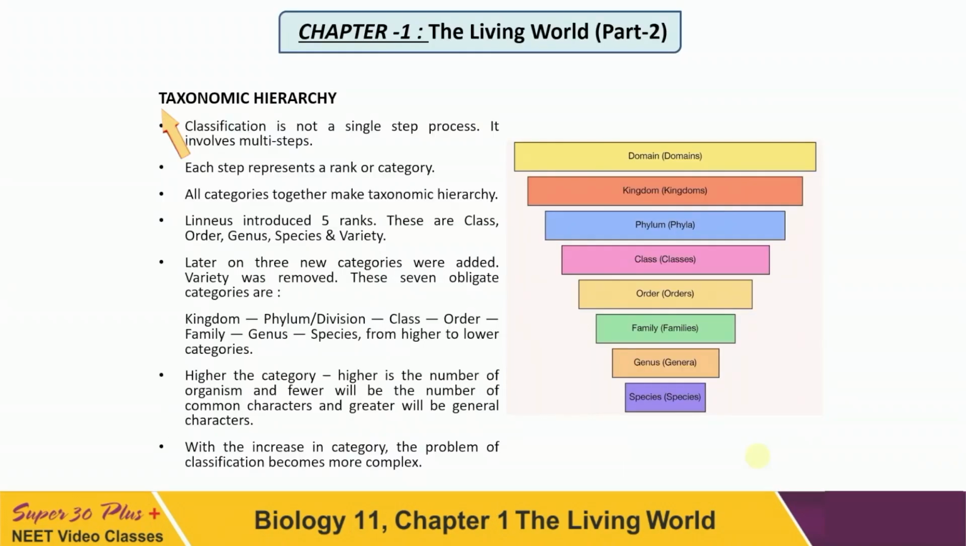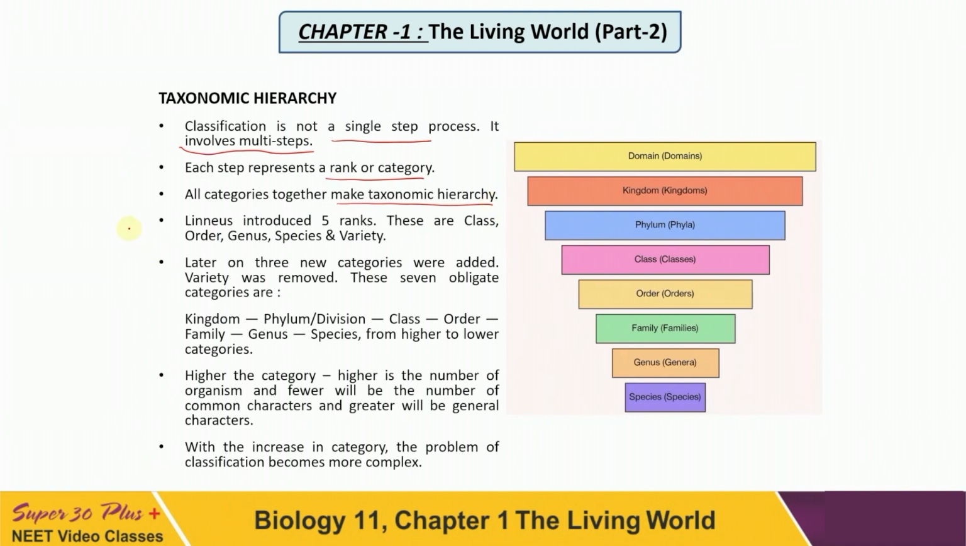In this chapter, we have to deal with taxonomic hierarchy. Classification is not a single step process. If you have plenty of books in a library, you cannot arrange these books in one step. Similarly, the group of organisms, different types of organisms, we cannot classify them in one step. This is a multi-step process. Each step represents a rank or category, and all categories together make the taxonomic hierarchy.